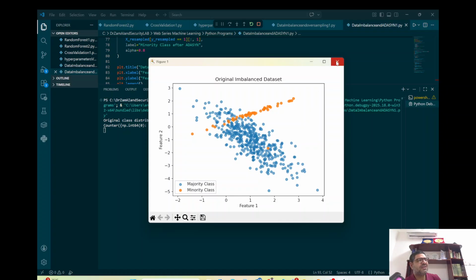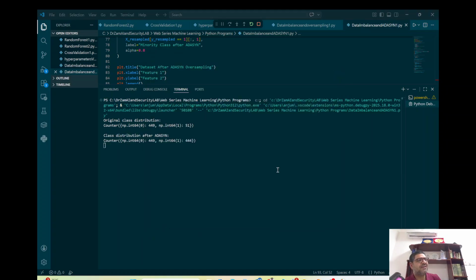If I close this particular graph, we have the class distribution after applying adaptive sampling. What happens is we get the majority class, which was 449, and we get the minority class as well at 444. So it's almost the same.